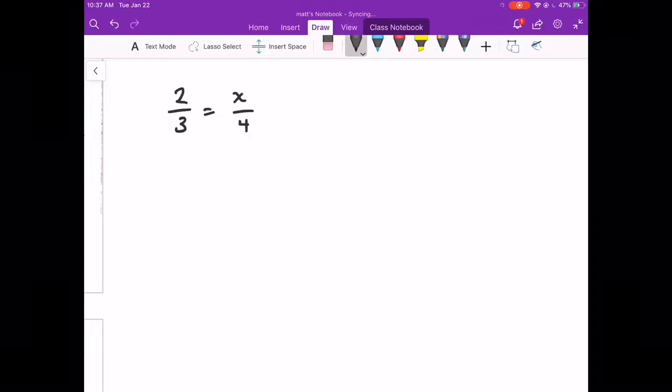So what we did here with the cross multiplication is we would multiply the numerator on the left times the denominator on the right, and that would be equal to the denominator on the left times the numerator on the right. Now, why does this strategy work?